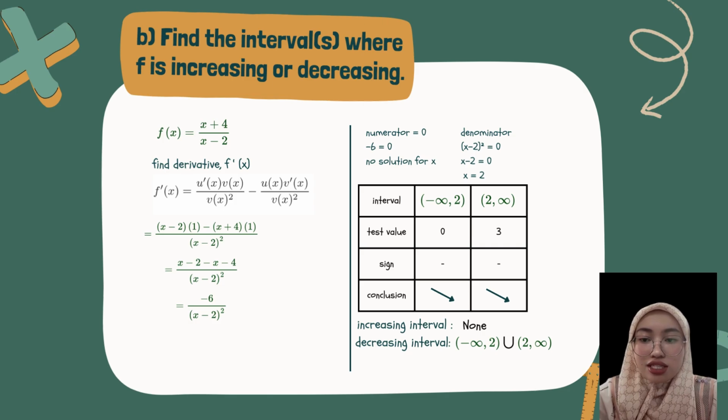Since the derivative is negative in both intervals, the function is decreasing, meaning we use an arrow down for this function, except for the vertical asymptote x equal to 2. To summarize, there are no intervals where the function is increasing, and the function is decreasing on negative infinity to 2, union 2 to infinity. So f(x) equal to (x plus 4) over (x minus 2) is always decreasing, except at x equal to 2 where it is undefined.